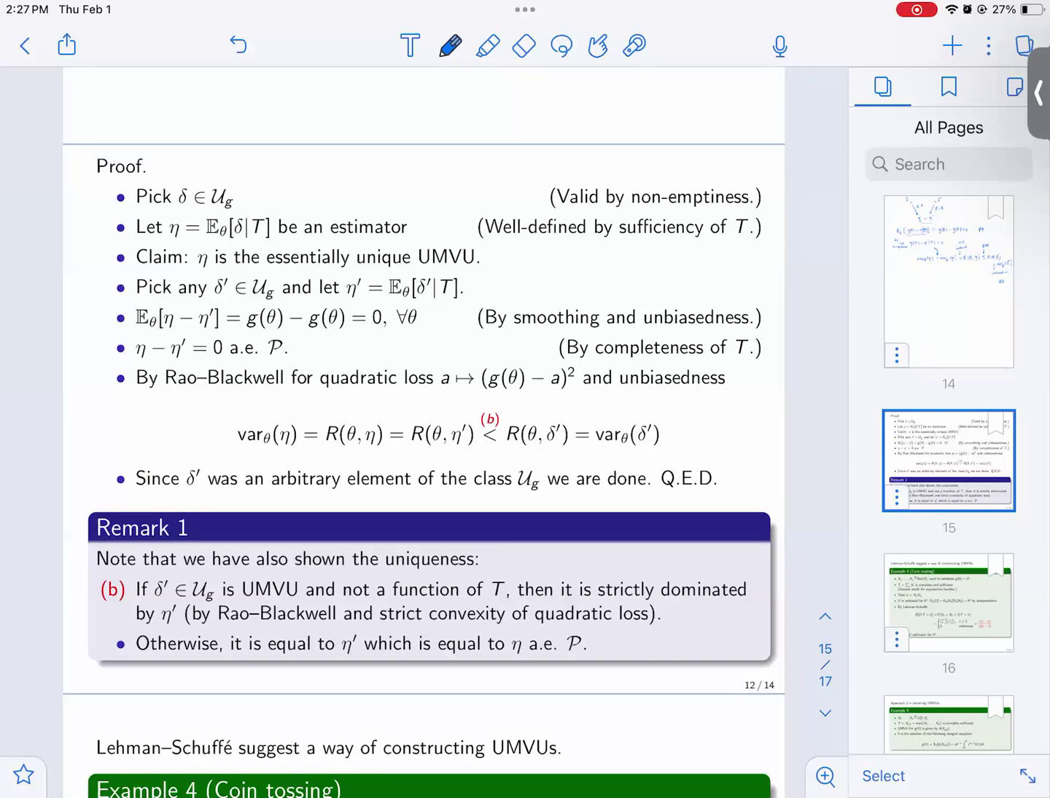Sounds good. So this sort of sums up a lot of the discussions that we had. It's the culmination of all the things that we have been doing: completeness, risk, sufficiency, Rao-Blackwell, domination, and unbiasedness. And so overall it's a very nice result.